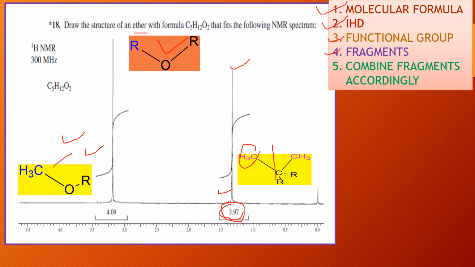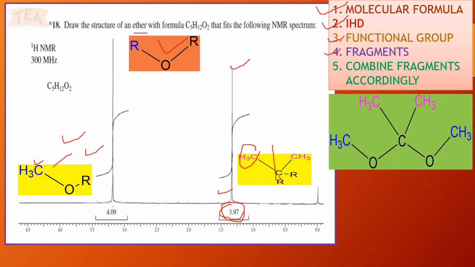And obviously the integral value mentioned here is 4.09, so around 4 protons are similar. So 3 protons are here, and maybe the other methyl group will also attach to this. So I found 2 fragments, right? The first one is this, and the second one is this. So I think the possible structure is this, right?